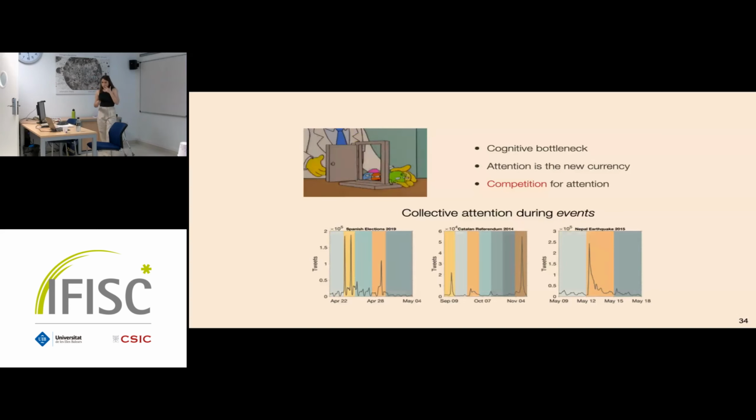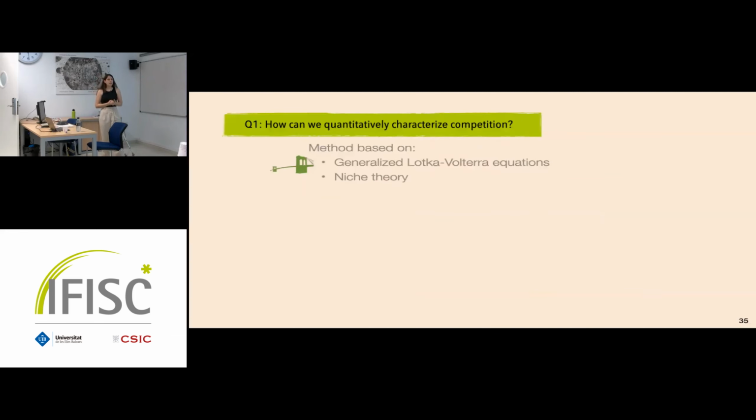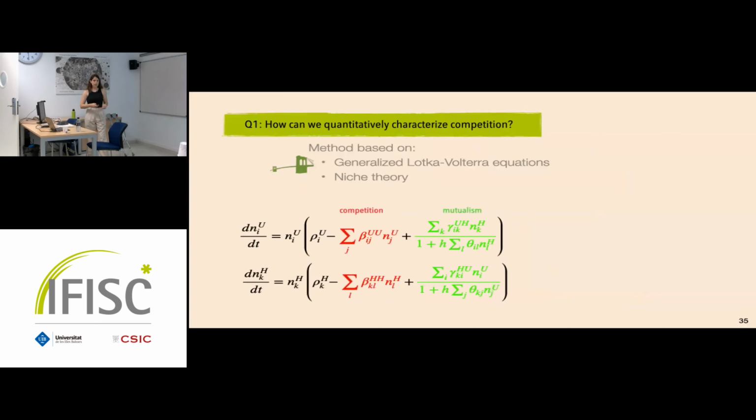And in order to study how competition and mutualism change in this kind of dataset, we use this bridge and characterize the dynamics with generalized Lotka-Volterra equations and concepts inspired by niche theory, in the sense that here we have the evolution of visibility and popularity of users and hashtags, and we have a competitive term.